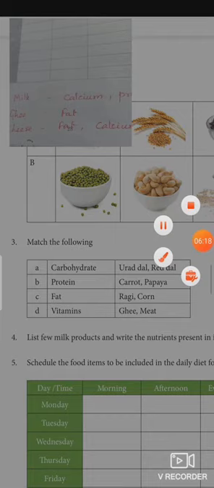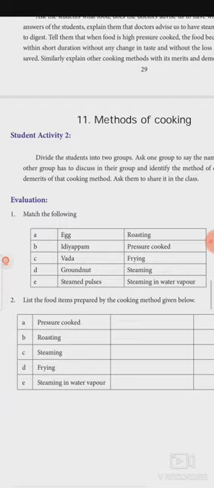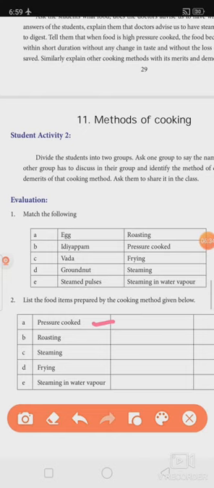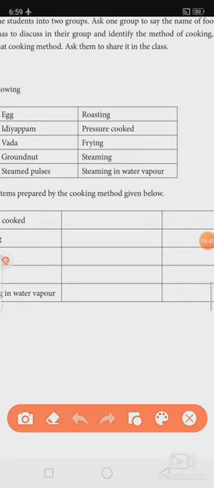The 11th unit is methods of cooking. First one is egg. How is the egg cooked? Steamed. Second one is idiyappam. It is steam boiled, so steaming in water vapor. Vada is frying, deep frying. Groundnut is roasted. And steamed pulse, it is pressure cooked. So these are the answers.